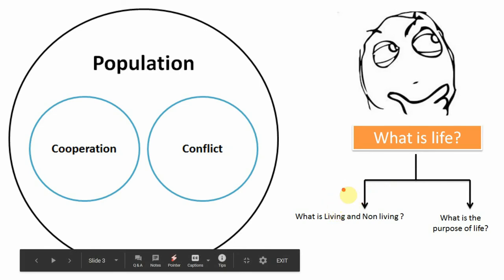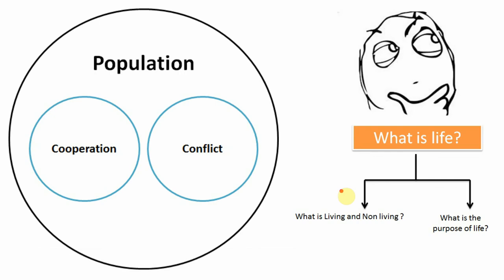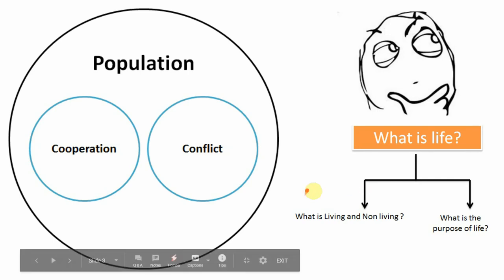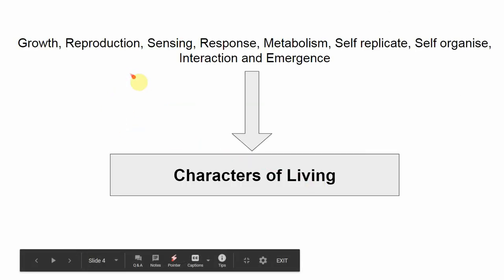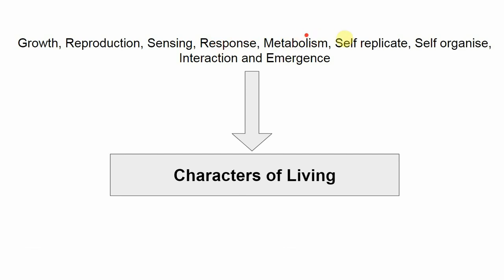If you want to say anything is living, it should have its own defining characters or defining properties, a property which is exhibited only in the case of living organisms, right? Such properties are growth, reproduction, sensing the environment and providing a particular response, metabolism, ability to self-replicate, self-organize, interaction, and emergence, right? So these are the characters of living entities. To call anything living, it should exhibit all of these characters.